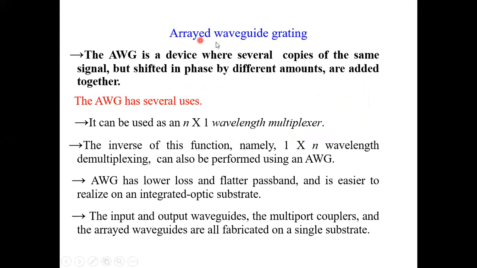Okay, so coming to AWG. An AWG uses the principle of MZI, that is Mach-Zehnder interferometer. AWG is a device where several copies of the same signal but shifted in phase by different amounts are added together. This is what an AWG is. The AWG has several uses. It can be used as an n×1 wavelength multiplexer. The inverse of this function, that is a 1×n wavelength demultiplexer, can also be performed using an AWG.